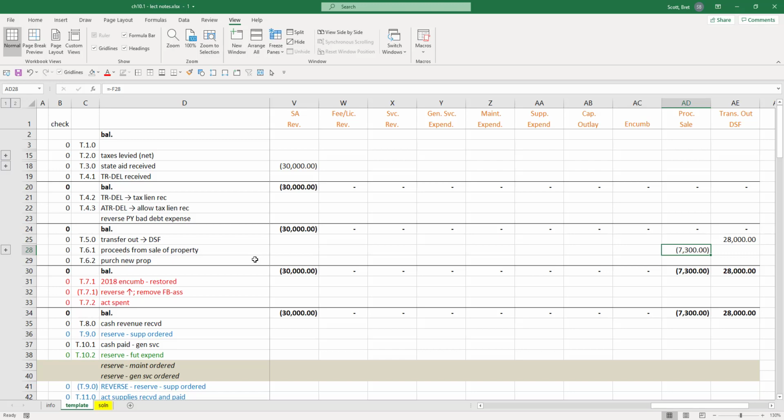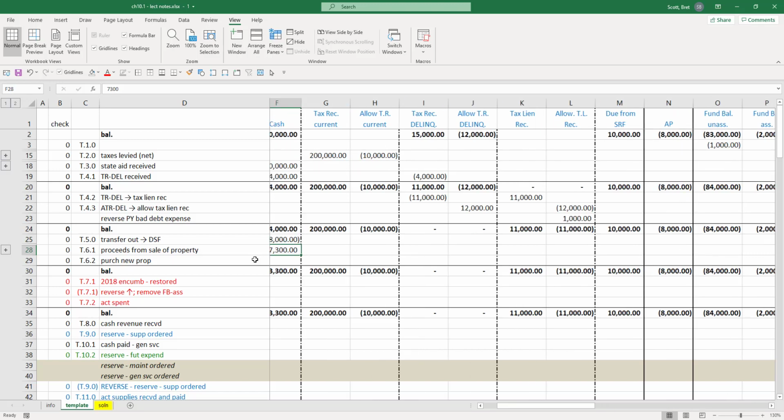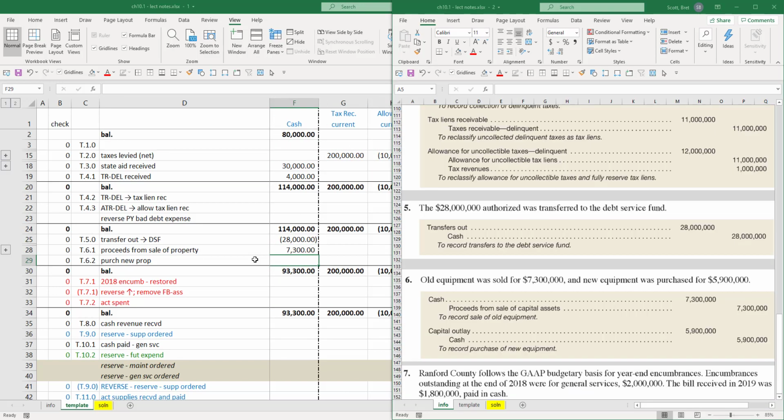Well, what about buying new equipment? What happens there? Let's go back over to cash. We need to credit cash for the new equipment, 5.9, and debit not an expense account, but an expenditure called capital outlay. We're not debiting an asset.